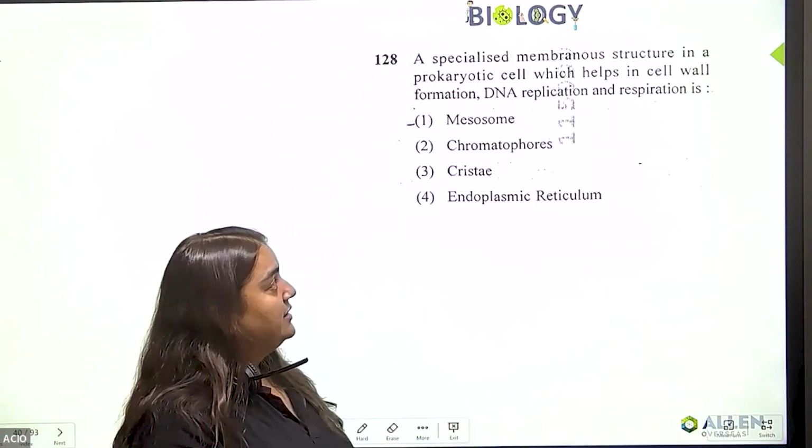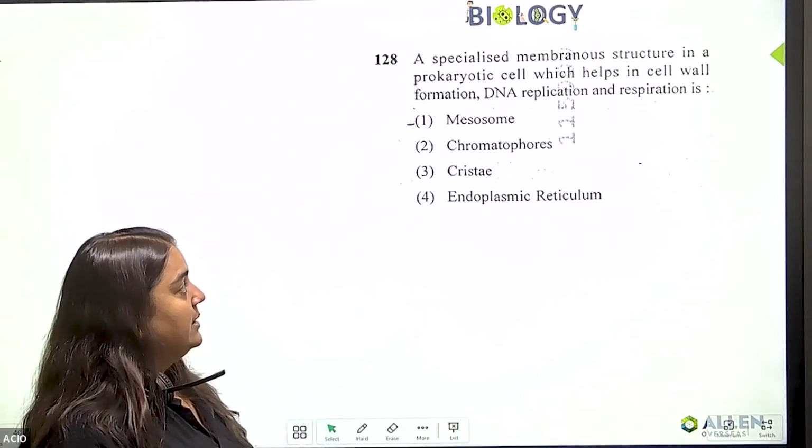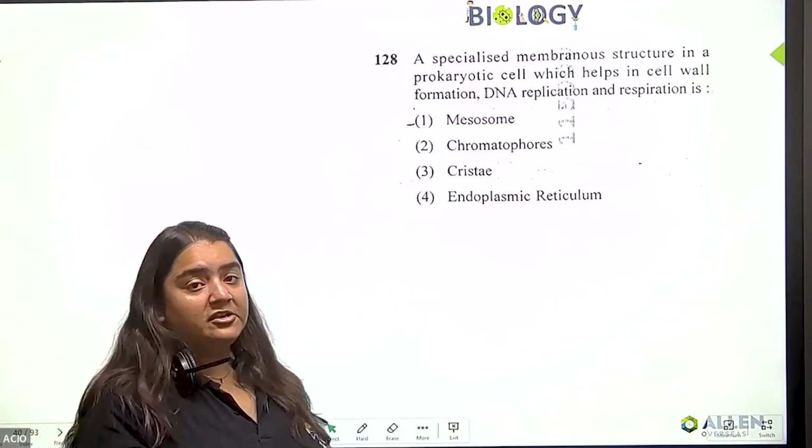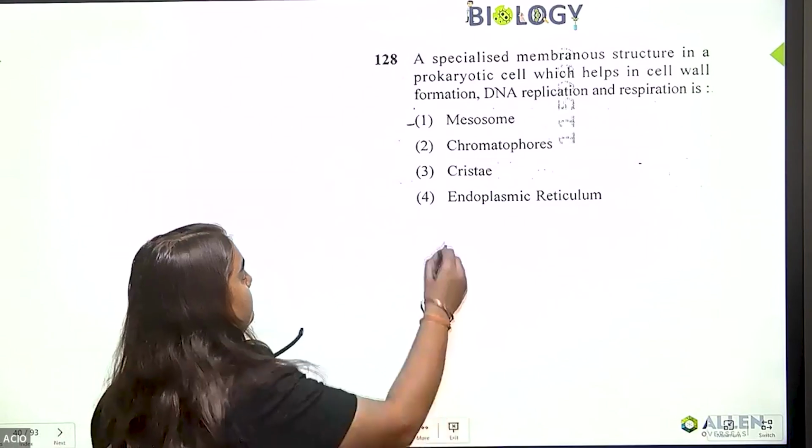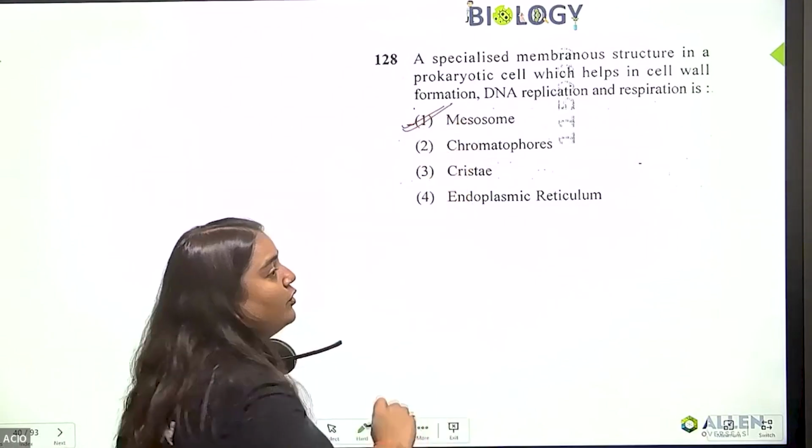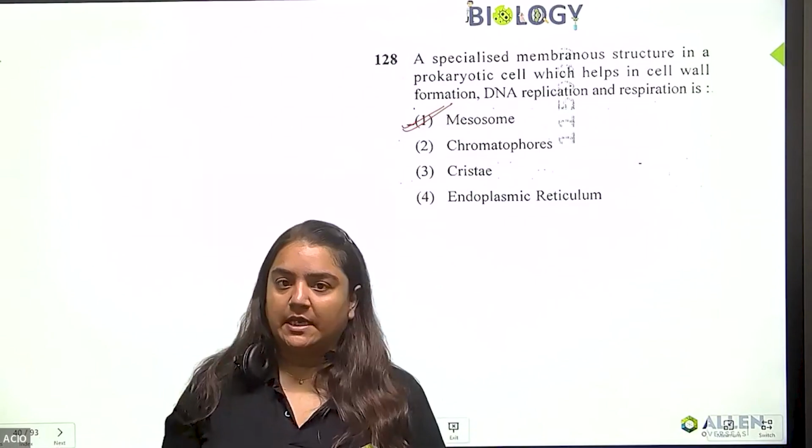A specialized membranous structure in prokaryotic cell which helps in cell wall formation, DNA replication, and respiration, that is mesosomes, which is just like mitochondria of eukaryotic cell.